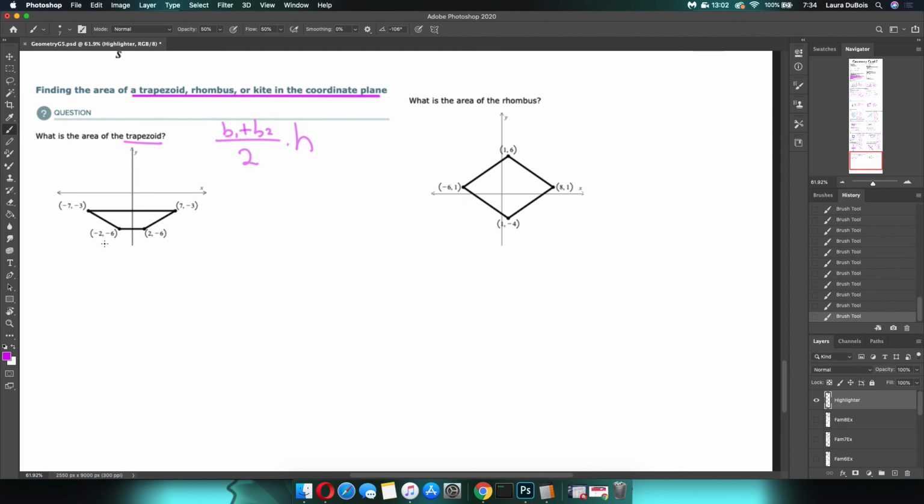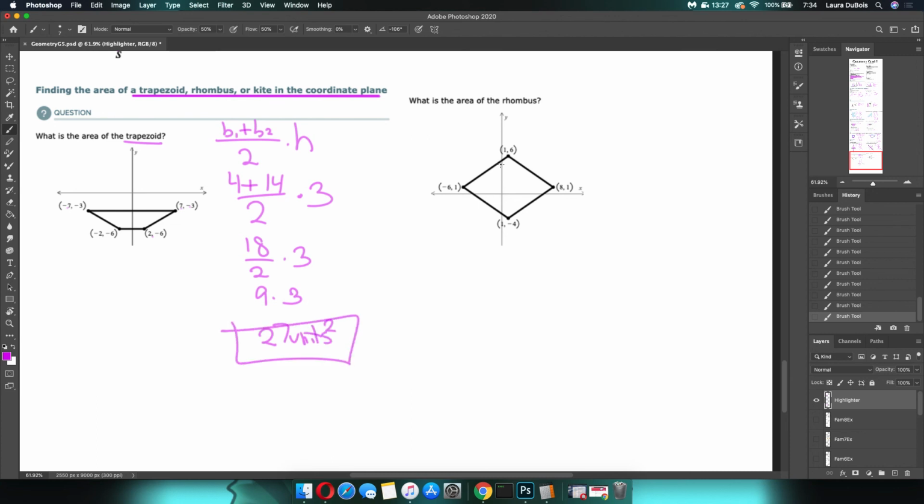So what are our 2 bases? We go from -2 to 2, so that's 4. Then we go from -7 to 7. That's a big jump. That's 14 over 2. And what's our height? We go from -6 to -3, so that's 3. 4 plus 14, that's 18 over 2 times 3, which is going to be 9 times 3, which is 27 units squared.